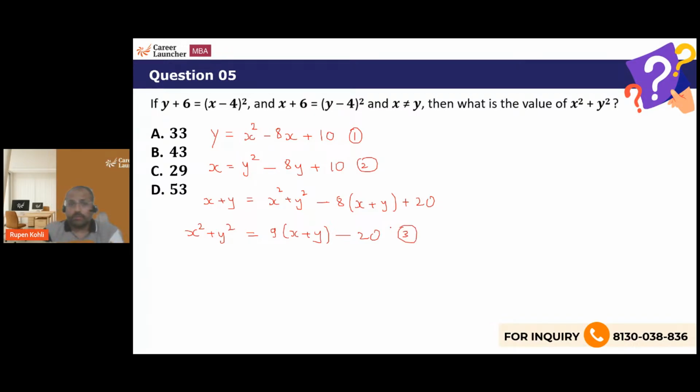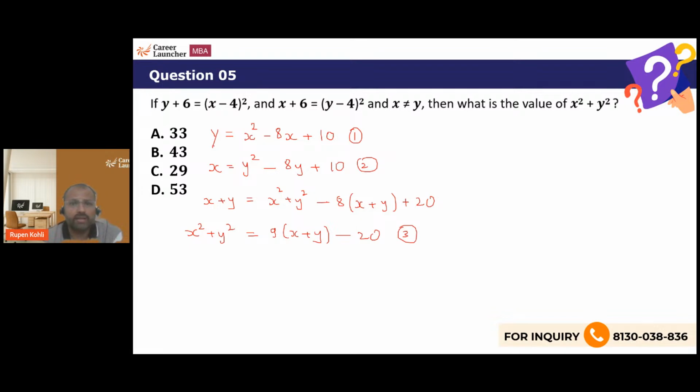This is my third equation. Well, I don't know the value of x plus y at this point of time. So I think something more is required. All right, so let's see. We have added the equations. Now let's subtract the equations. Maybe something will happen. Let's see.